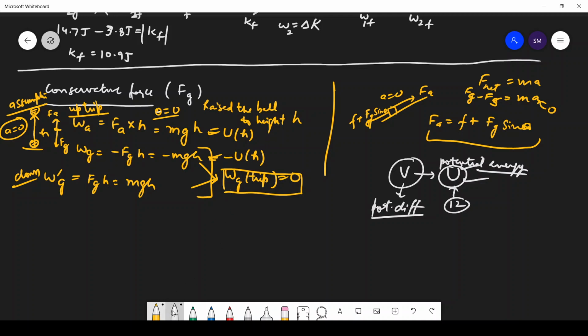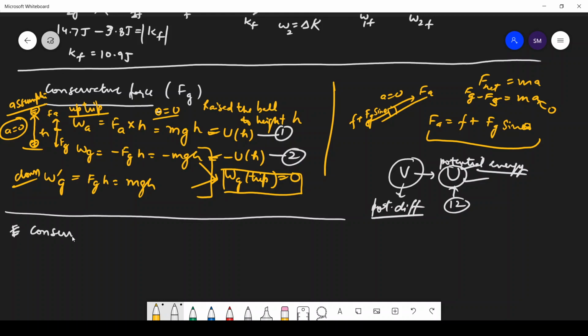Now this was your equation 1 and this was your equation 2. Very important equations. Now I am concerned with students. Now forget the force applied. Forget about the work done by the force. We want to deal with the fields, with the force applied by the field. Means we want to deal with conservative forces.